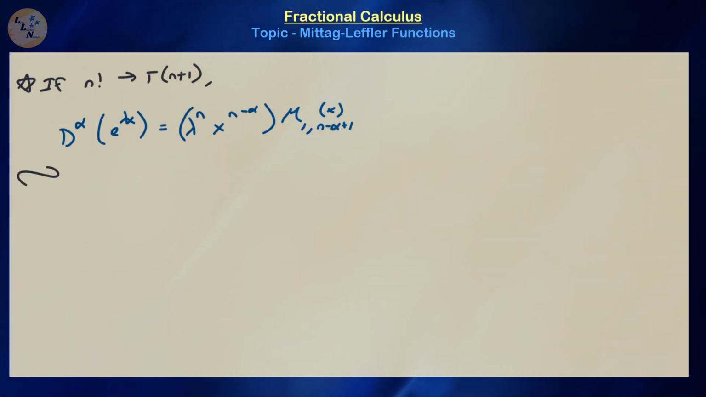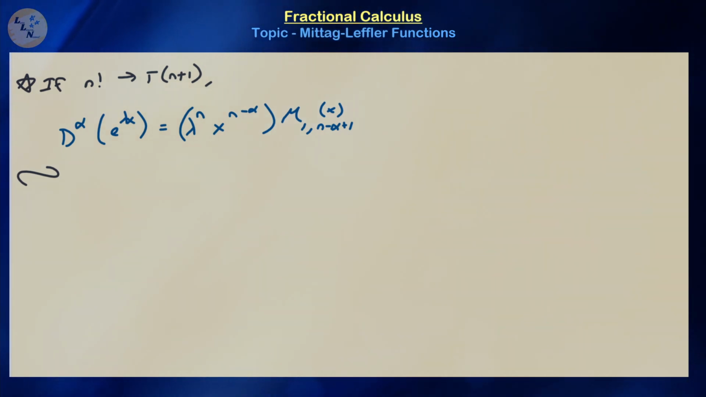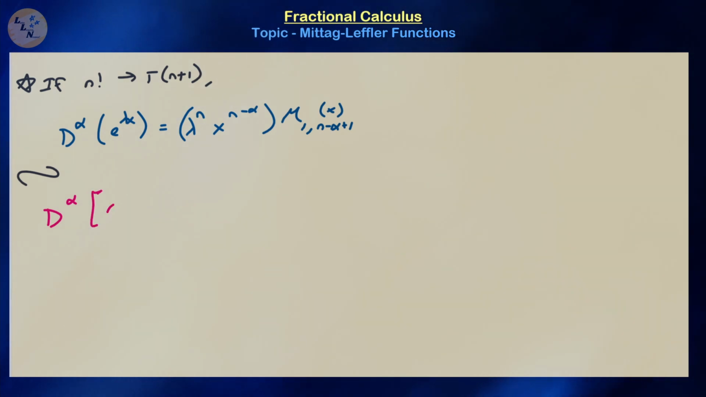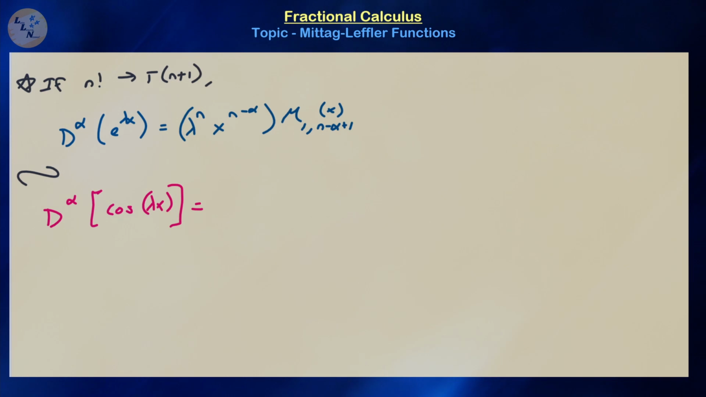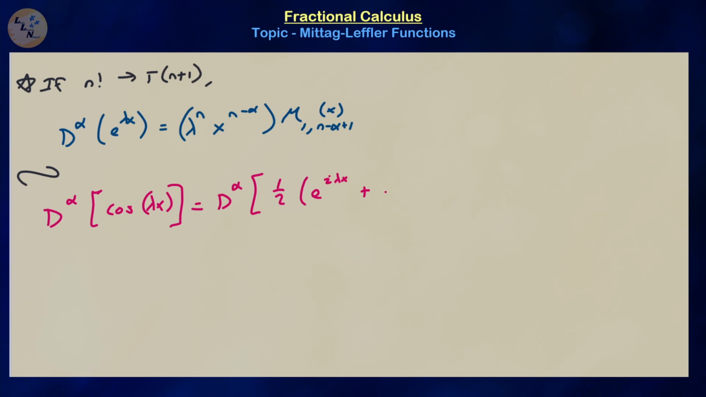So, as we should already know, the sine and cosine functions are very closely related to the exponential functions via complex numbers. For example, if I'm interested in the alpha derivative of the cosine of lambda x, what is that going to be equal to? So using that complex exponential connection between cosine and e, that's just going to be equal to the alpha derivative of 1/2 times e to the power of i lambda x plus e to the minus i lambda x.